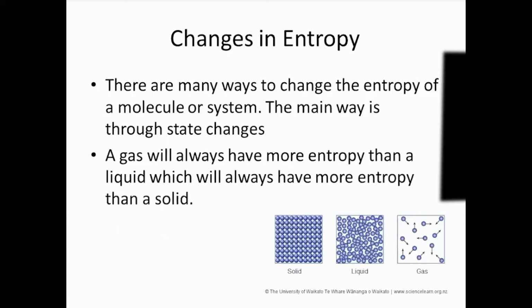There are many ways to change the entropy of a molecule or system. The main way is through state changes. A gas will always have more entropy than a liquid, which will always have more entropy than a solid. As you can see in these state diagrams, which I'm sure you've seen many times before, gases are free to move around. Because of that, each gas molecule, each circle, has many different positions or locations it could be in at the same time. That gives more potential for randomness because there are many more different random positions it could be in.